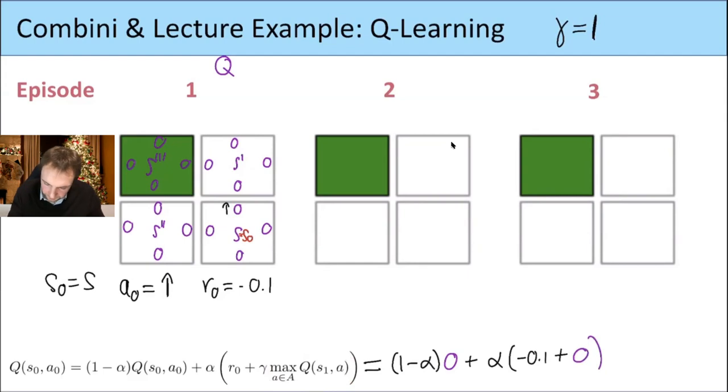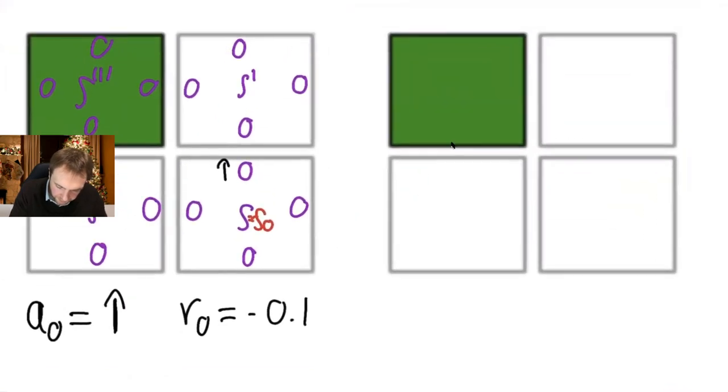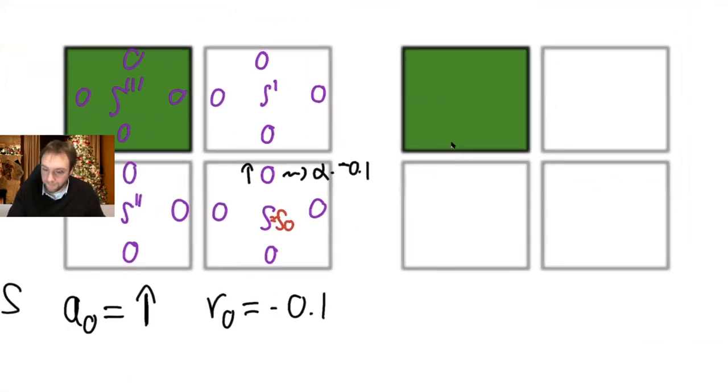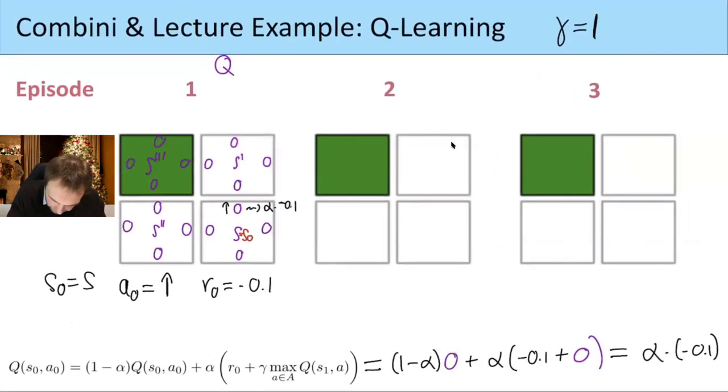So in this case, we just have alpha times minus 0.1. So this value here will get changed to alpha times minus 0.1. So we get the new value here. And now we are in this state here. And so S1 in this case is S prime.